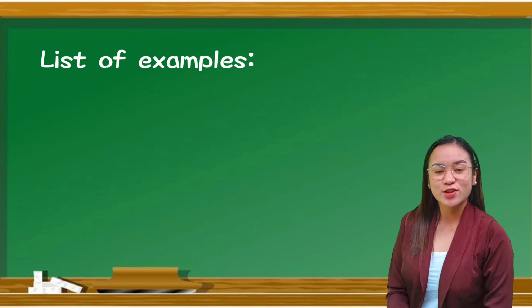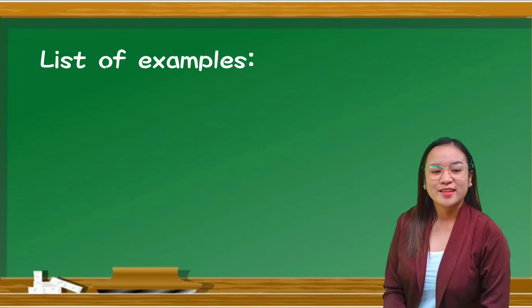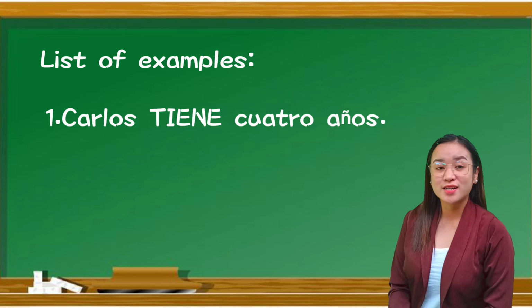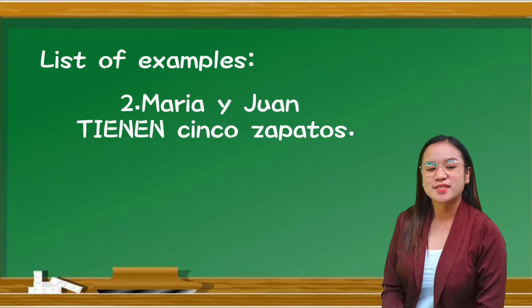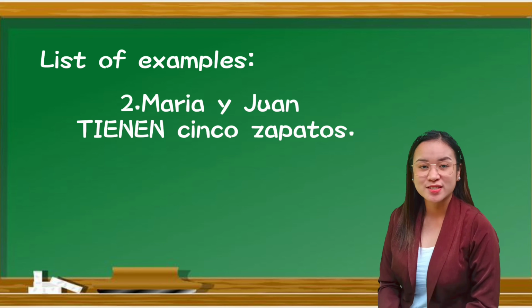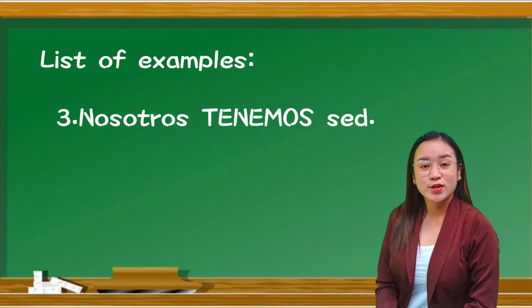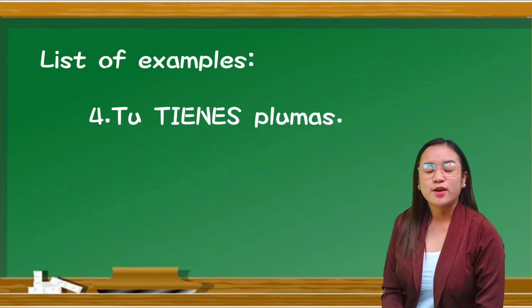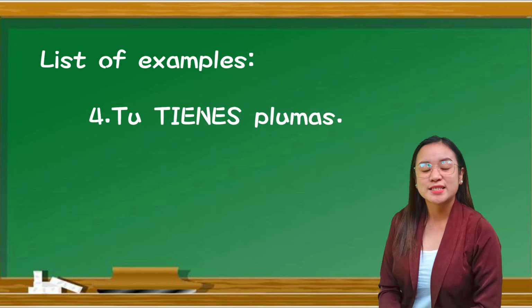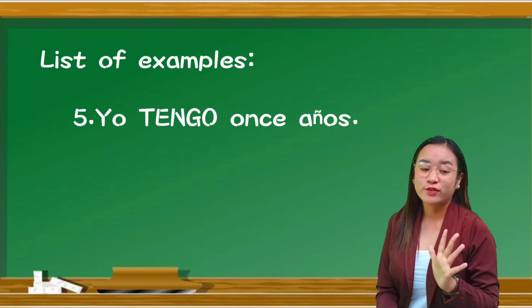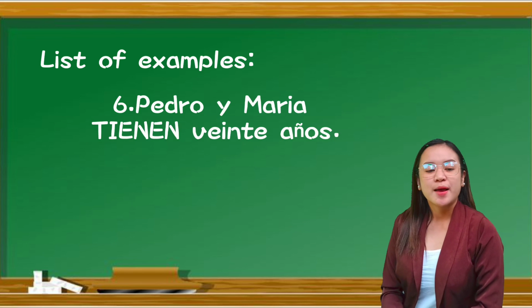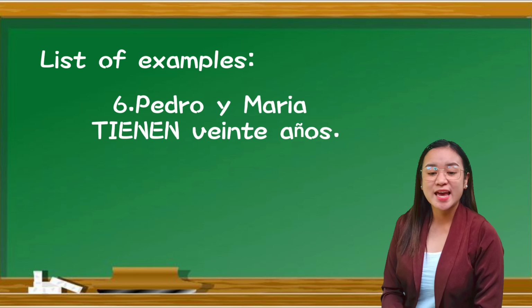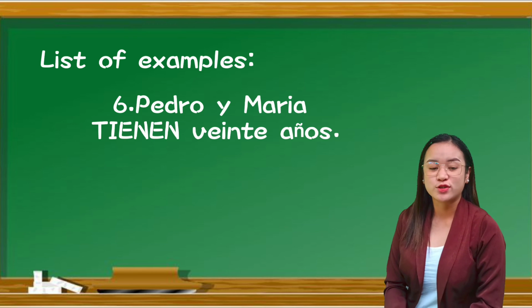So we have the list of examples. The first one is Carlos tiene 4 años. The second one is María y Juan tienen 5 zapatos. The third, nosotros tenemos sed. Fourth, tú tienes plumas. Fifth, yo tengo 1 año. Sixth, Pedro y María tienen 20 años.